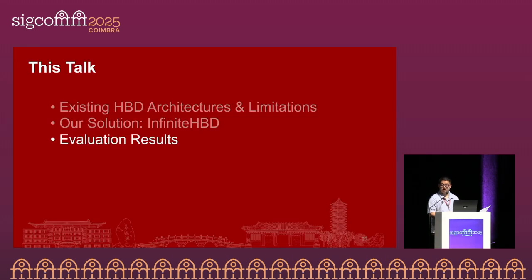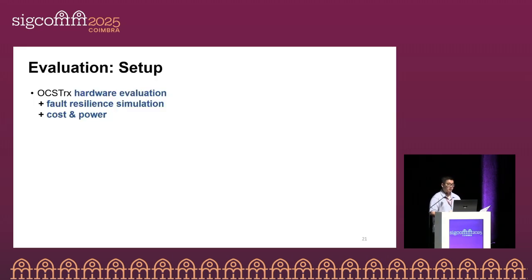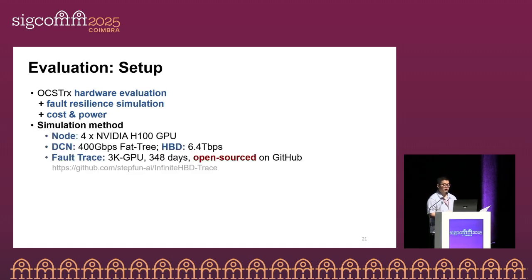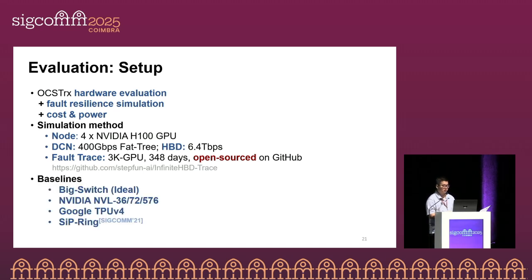Now, we will show our evaluation results. Our evaluation has 3 parts: the evaluation of the OCS transceiver hardware, the fault resilience simulation, and the estimates of the cost and power. Our simulation is based on a 348-day fault trace collected from a production 3000 GPU pre-training cluster. The fault trace includes the fault types and distribution, and is open sourced on GitHub. To compare, we use these baselines: the Big Switch ideal model, NVIDIA NVL series, Google TPUv4, and SiP-Ring.